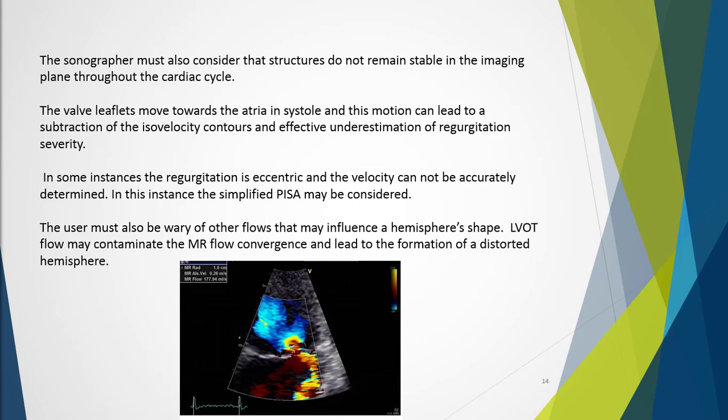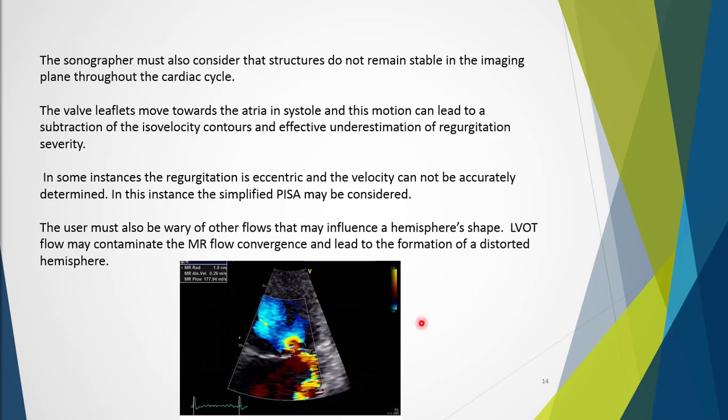The user must also be wary of other flows that may influence the hemisphere shape, such as high velocities through the LVOT, which may be seen in systole, particularly with obstruction or vigorous LV systolic function. The LVOT flow may contaminate the MR flow convergence and lead to the formation of a distorted hemisphere.